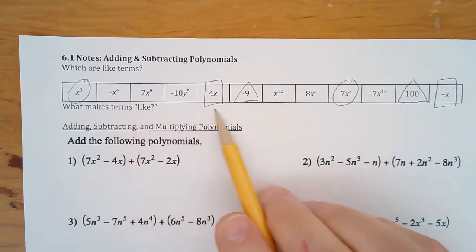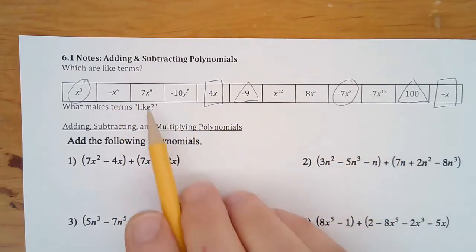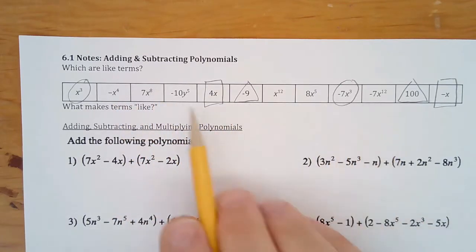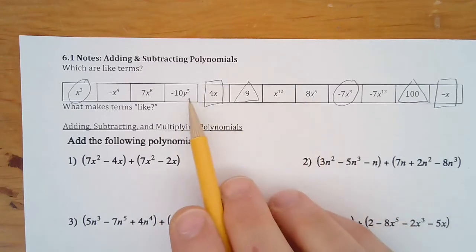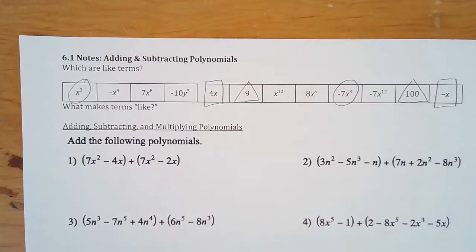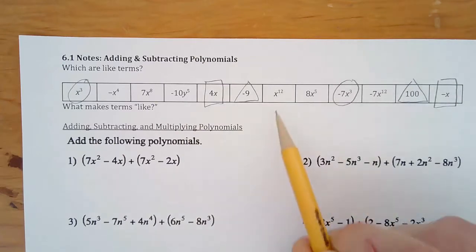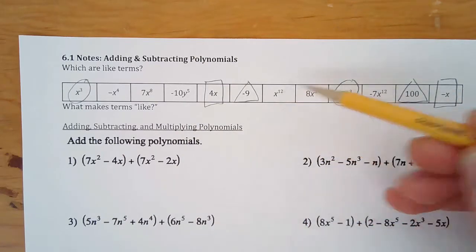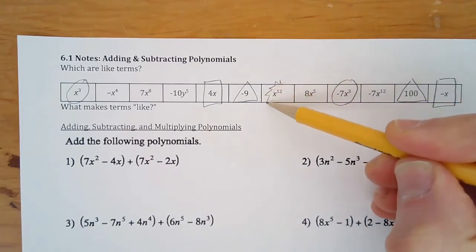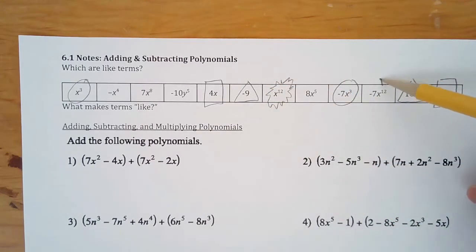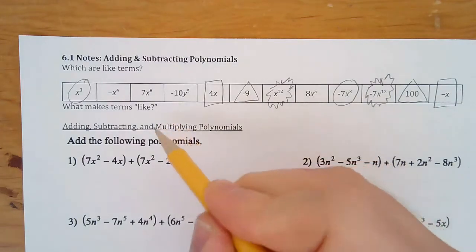And do we have any other like terms here? We got a 4. Are there any other with an exponent of 4? Nope. With 8? Nope. With 5? Ooh, this one has an exponent of 5, but these are not like because they have different variables. That exponent of 5 is on y here, on x here. Ooh, these are also like terms, the x to the 12th and the negative 7x to the 12th. So I just like to draw similar shapes around the like terms here, but you can show that however you want. Use different colors.